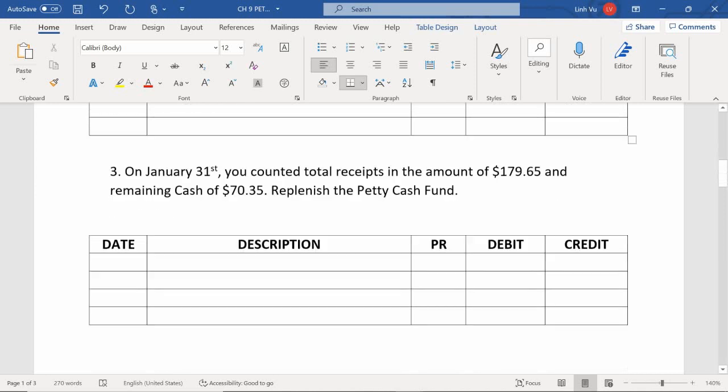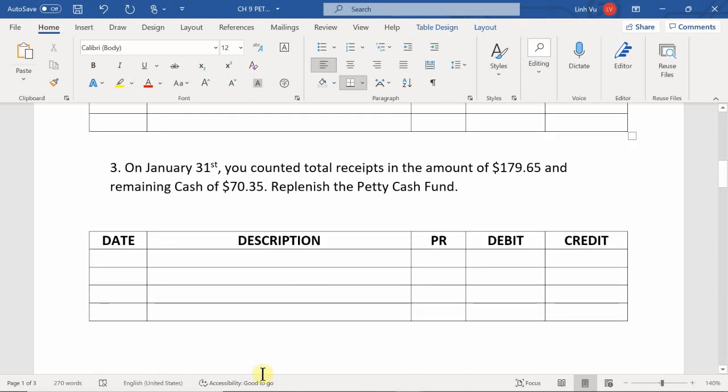Okay, so now number 3 says that on January 31st, you counted a total receipts in the amount of $179.65 and a total remaining cash of $70.35. Replenish the petty cash fund. Now, it says I need to replenish the petty cash fund.